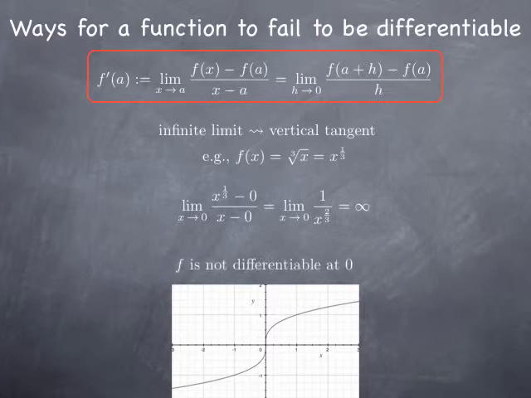So f is not differentiable at 0 because the defining limit does not exist. It does not exist because this limit is infinite, and that corresponds geometrically to this vertical tangent.